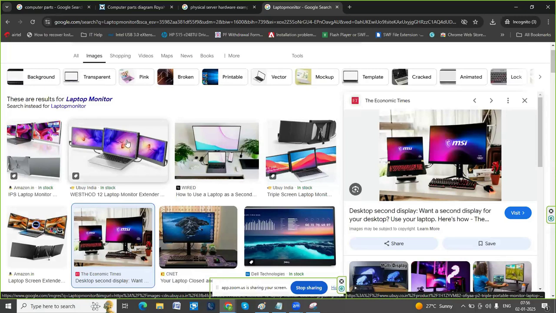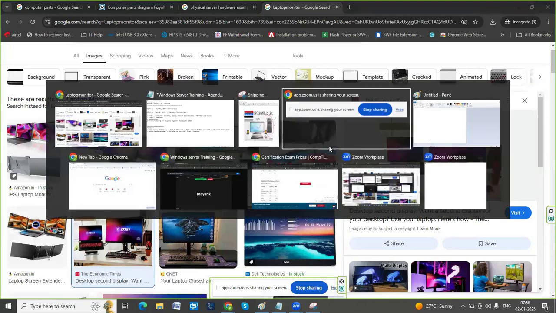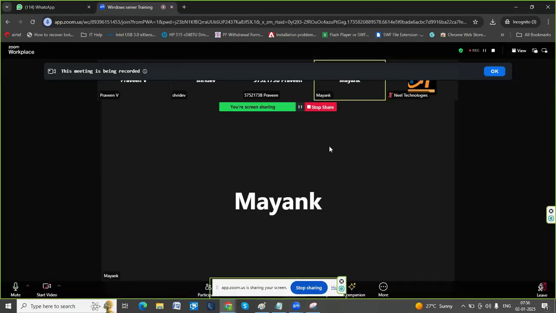So if the monitor is an LCD monitor, then we can say LCD computer or LED computer, or we can say shortly laptops, tablets, or we can say desktop. Desktop, nothing but a CRT monitor. Getting my point?